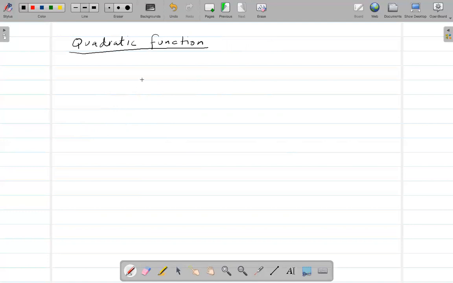Okay, so the quadratic function here, we're going to look at two different kinds of quadratic function. The first one we're going to look at is y equals ax squared plus bx plus c. Another one is y equals a times (x minus h) squared plus k. So we are going to consider two different kinds of equations. Both of these are quadratic functions.